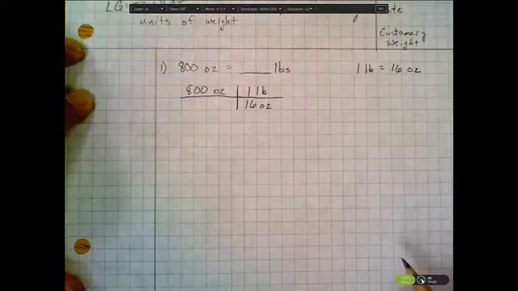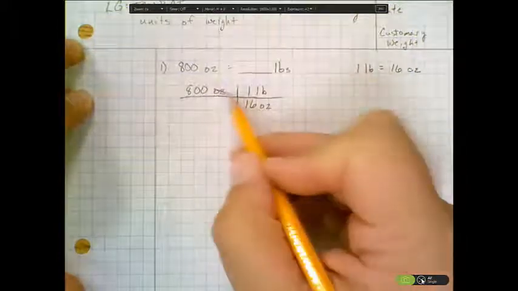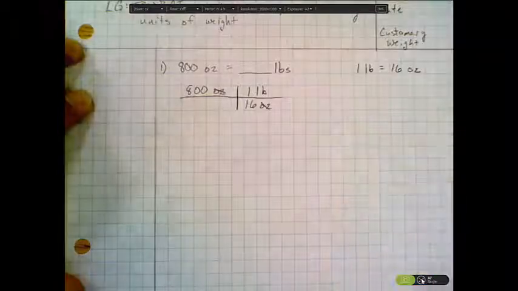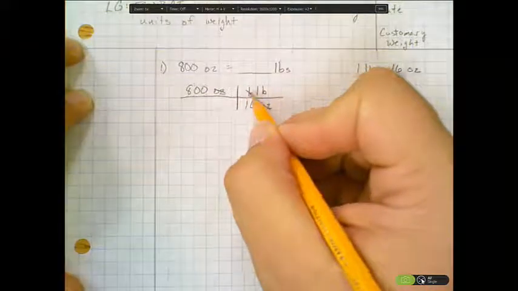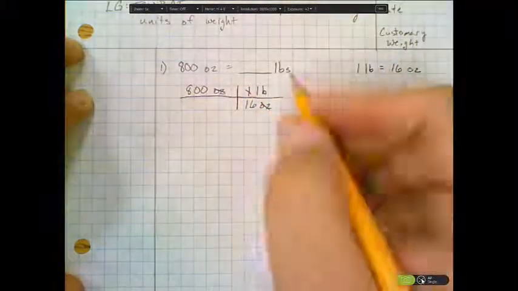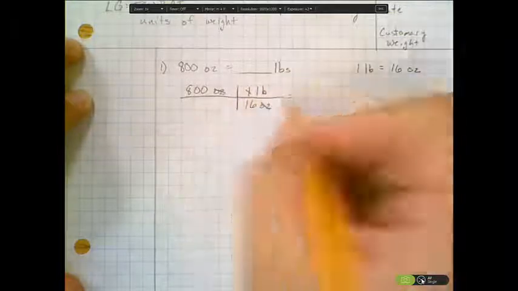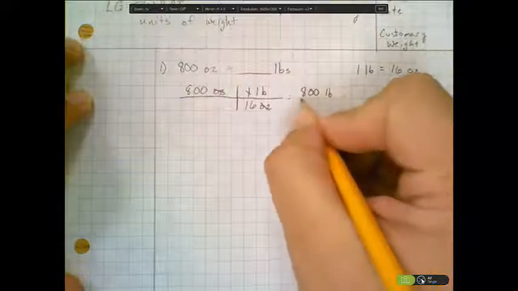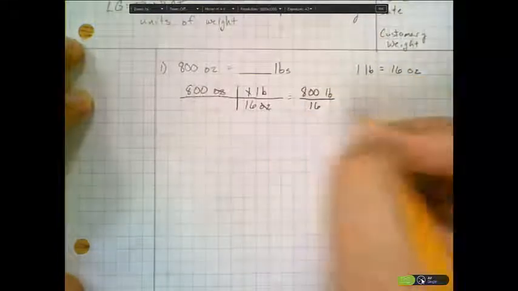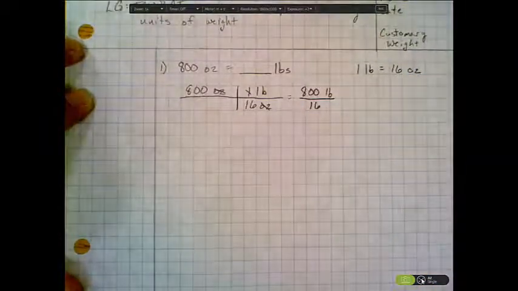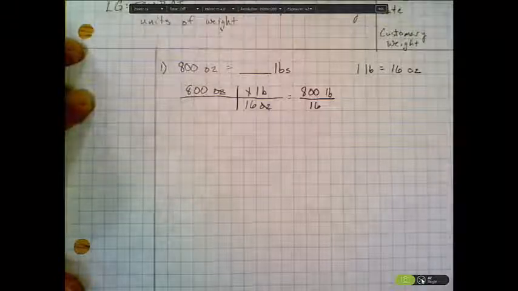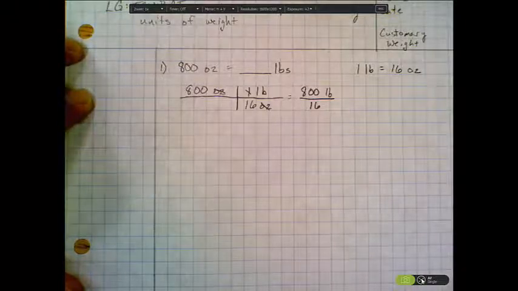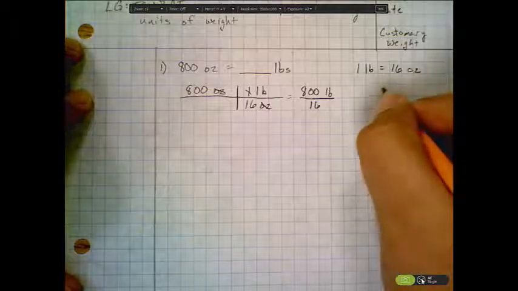We're going to cancel out what we can cancel. Ounces on the top and ounces on the bottom cancel out, and we can get rid of all of our ones. So now all we have left is 800 pounds on the top and 16 on the bottom. So that tells us that we're going to divide 800 by 16. So we'll do that over here.